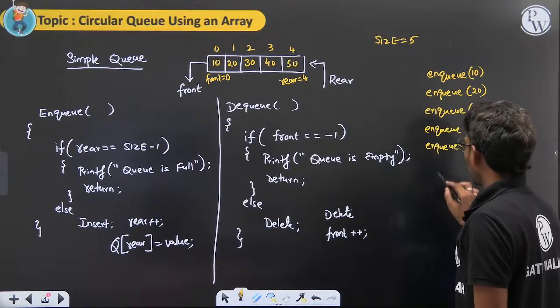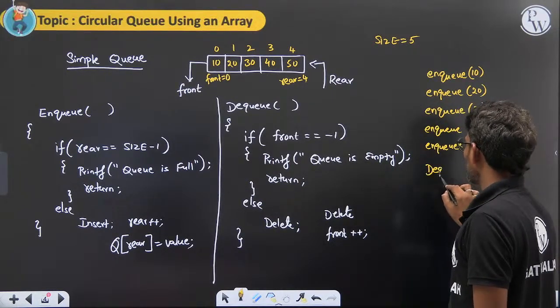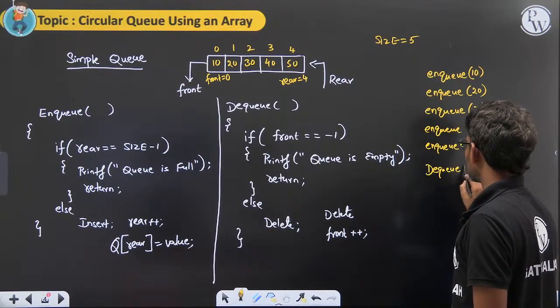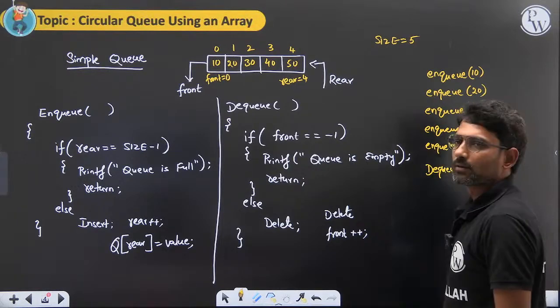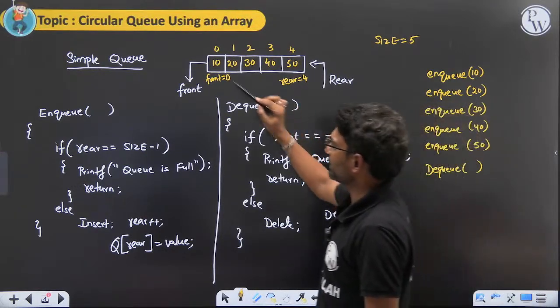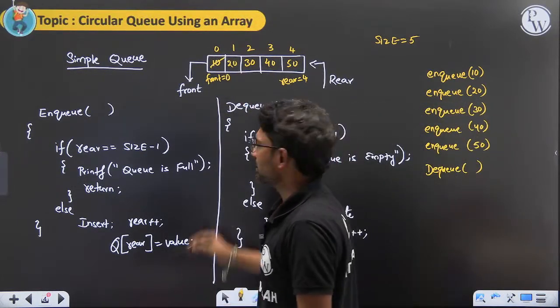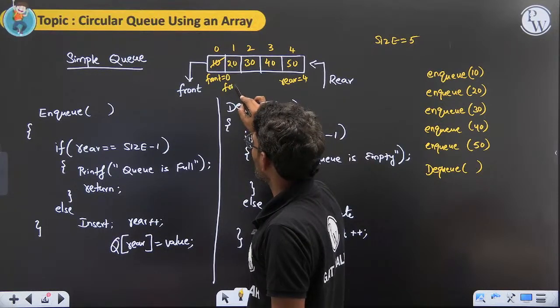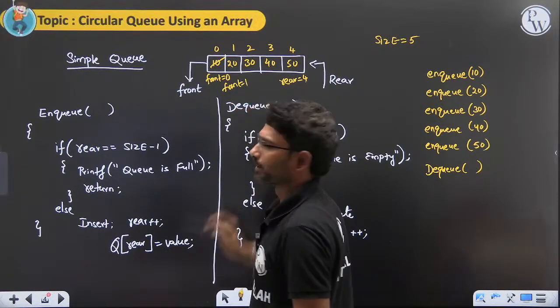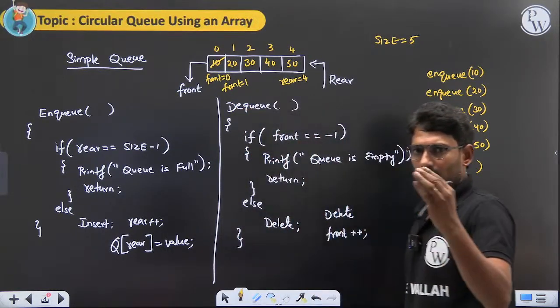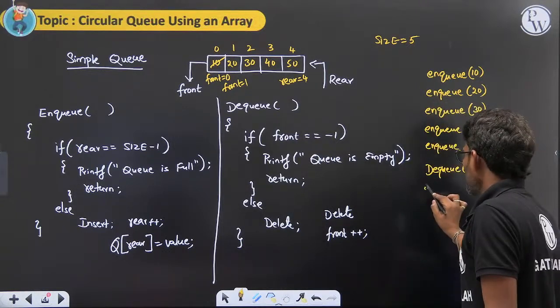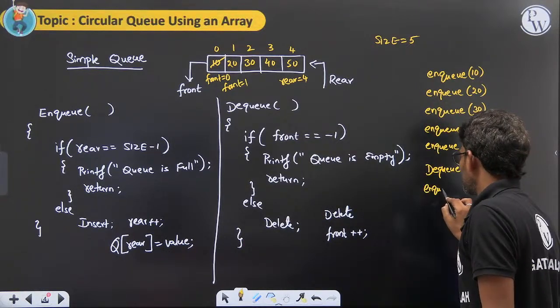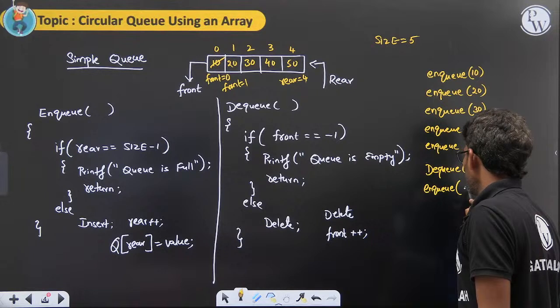Now assume I am trying to delete. So what happened? 10 gets deleted and front will move to 1. Okay? Now observe carefully. Suppose I would like to insert a new element.